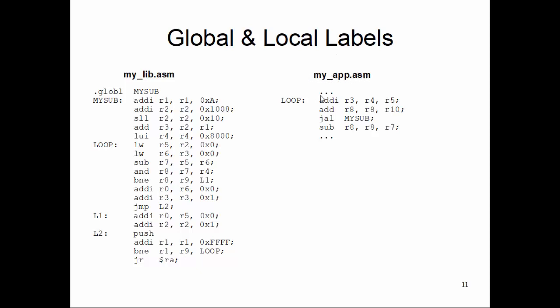Okay, how? So, for example, let's say I am writing an app, my app, which looks like this, and this refers to a label. Let's call it my sub label, which is not defined in the scope of this file, my app, right? And let's say it is defined in another file called mylib.asm. I am referring to that label.